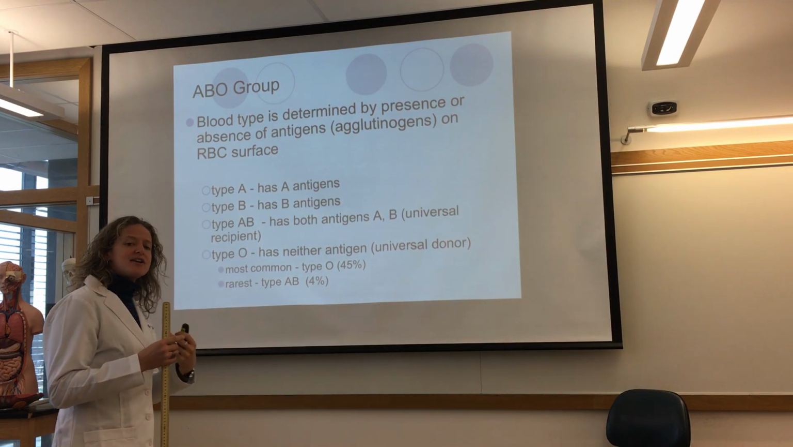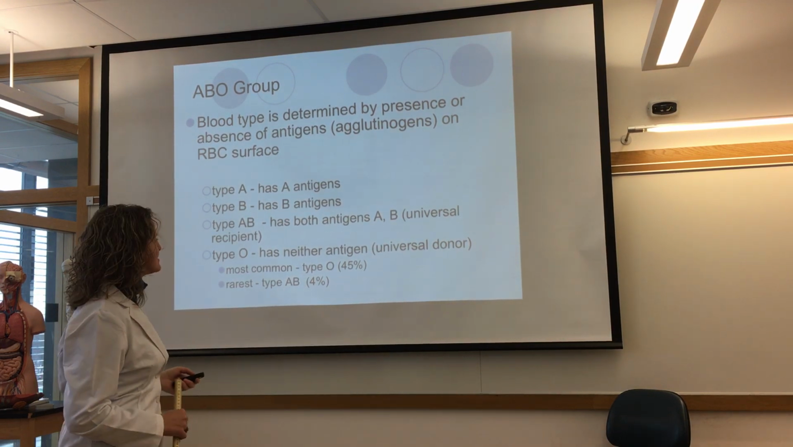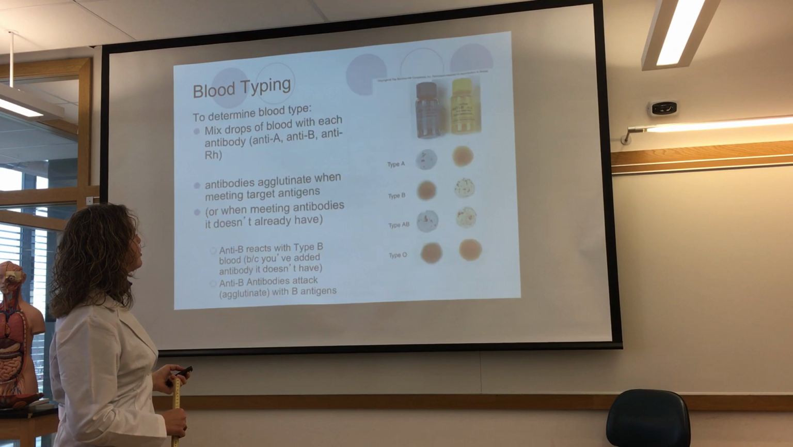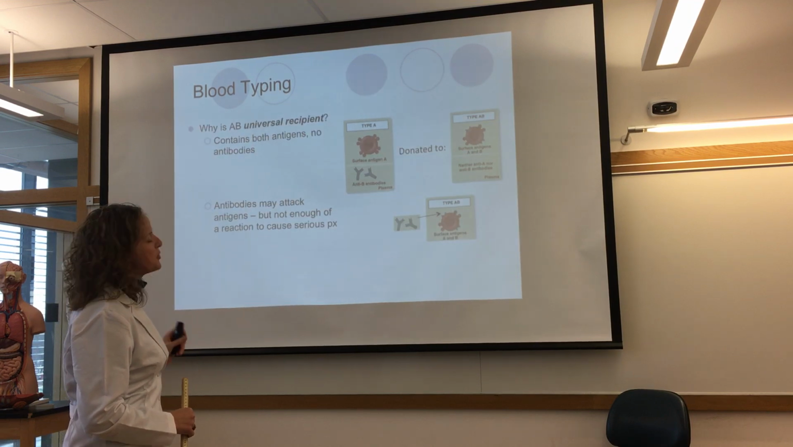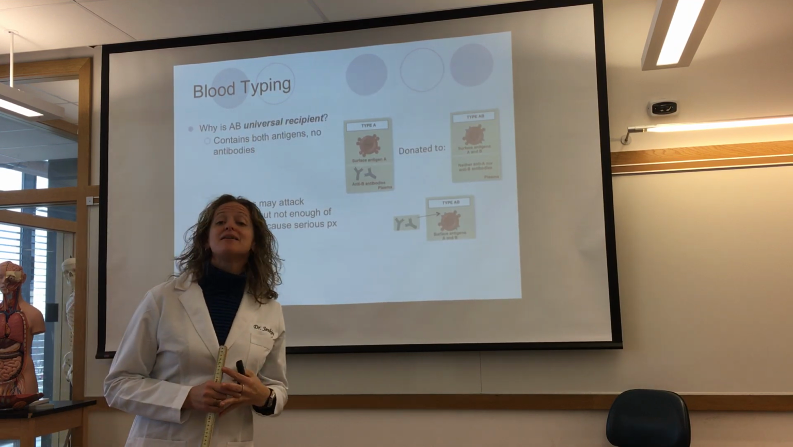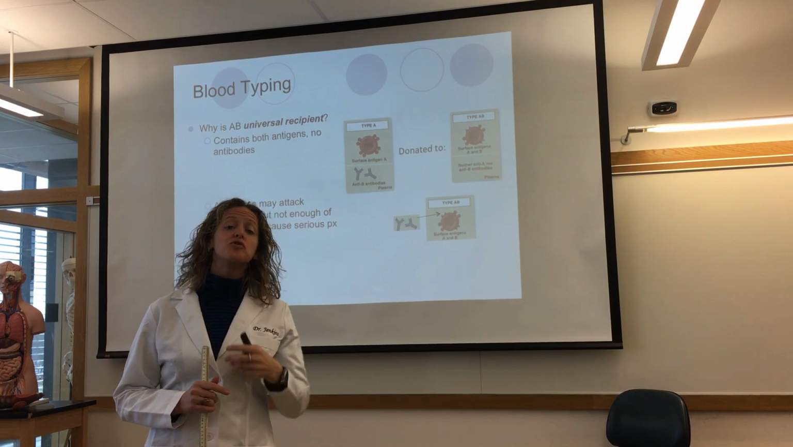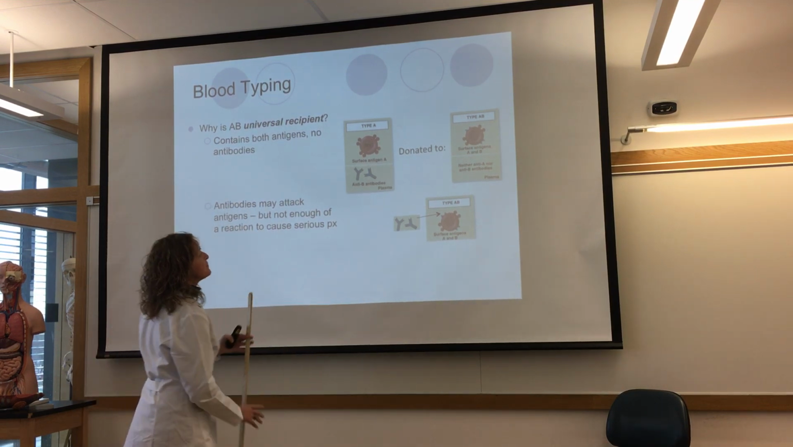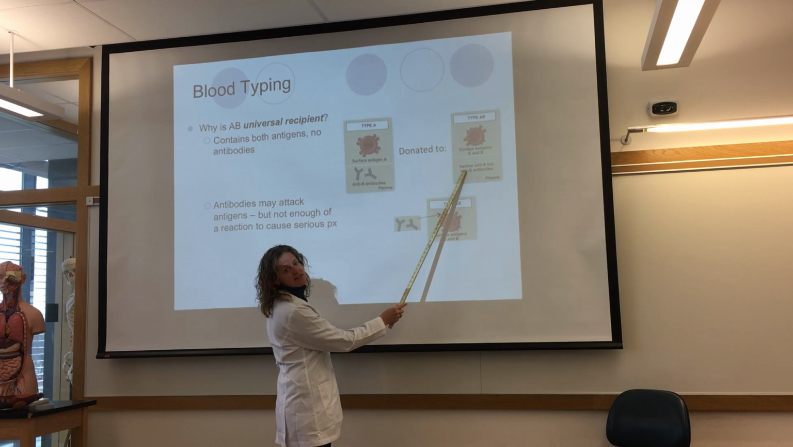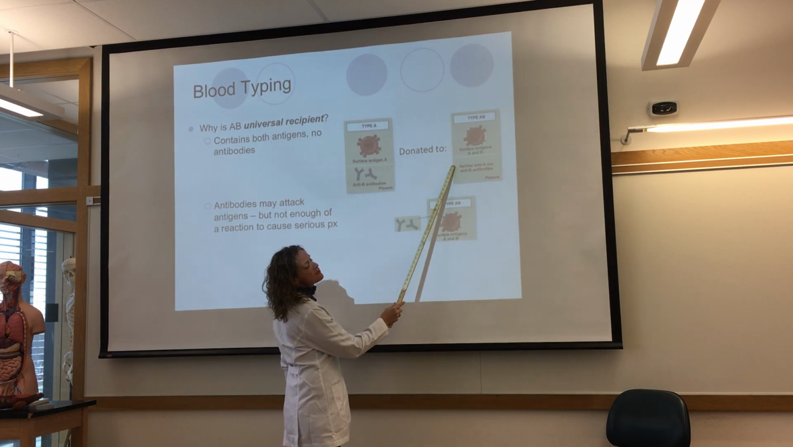There's a couple slides here that explain how that works. This will be our last topic. How can the AB blood type be the universal recipient? Well, let's look at it. AB blood can receive blood from anybody, universal recipient.